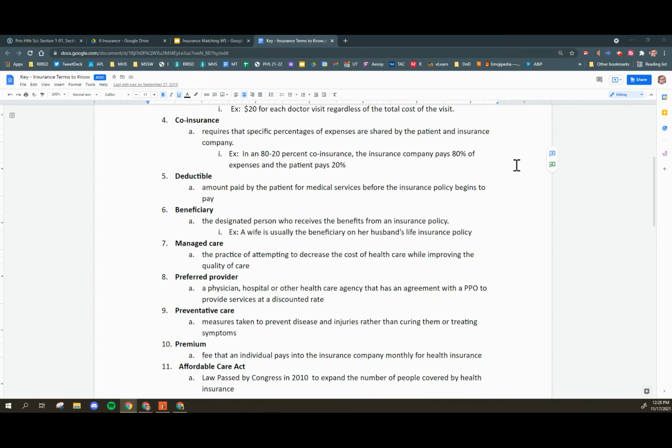Managed care. The practice of attempting to decrease the cost of health care while improving the quality of care. This is done to lower costs while still providing the best care possible for a community.